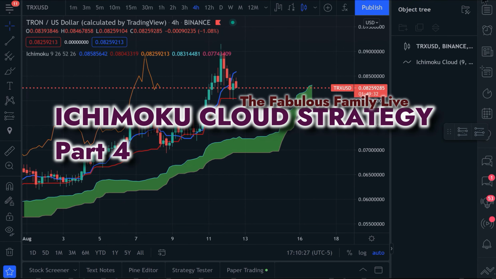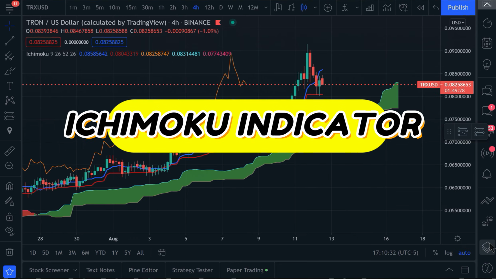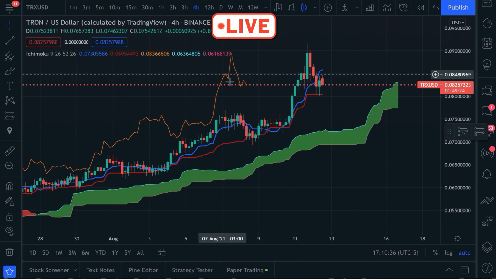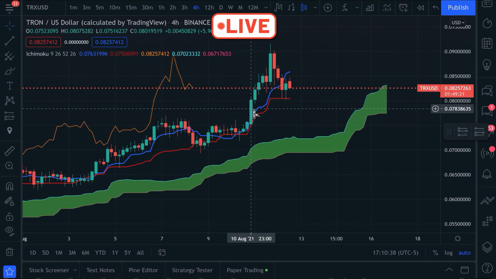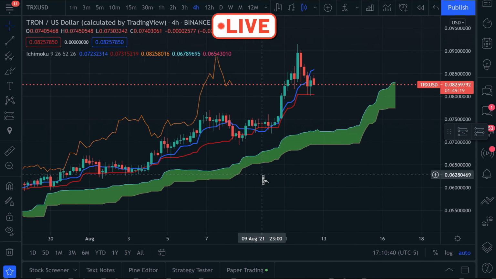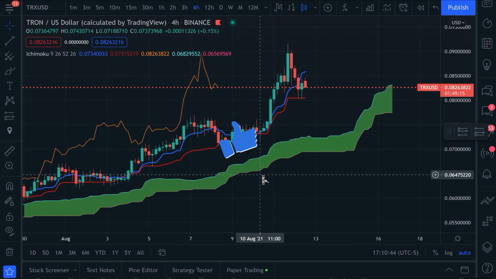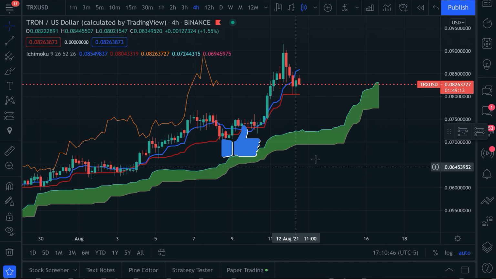So now on TRX, always following the Ichimoku cloud strategy, this time on 4 hours, just to include in our trading sets a longer trade to see the results using the Ichimoku cloud indicator.